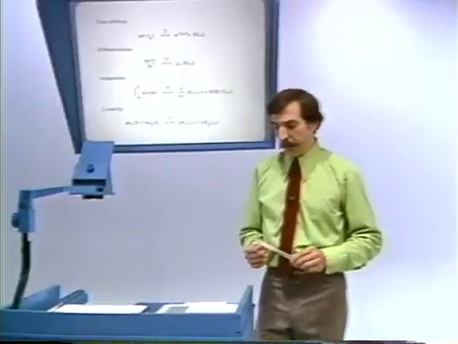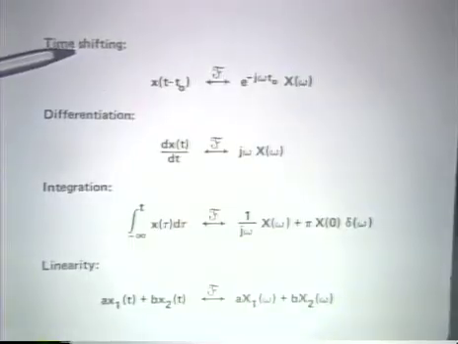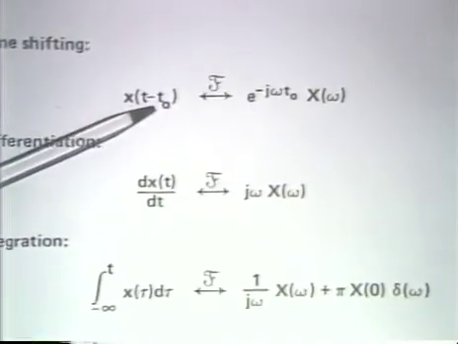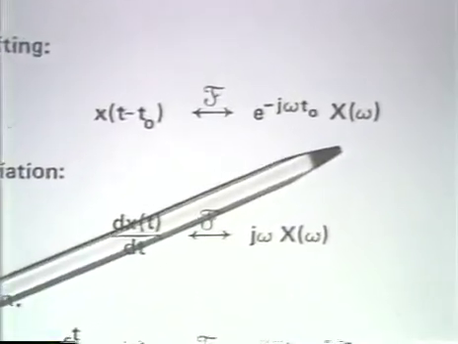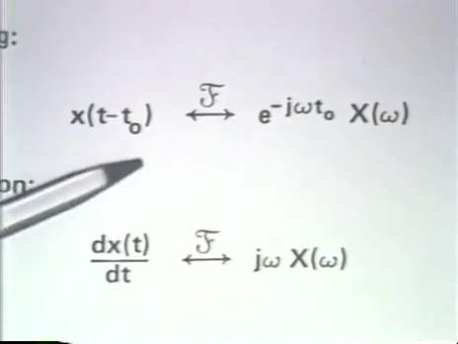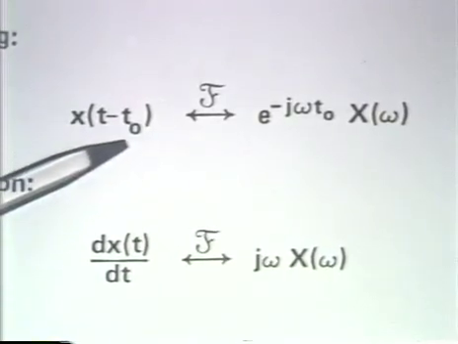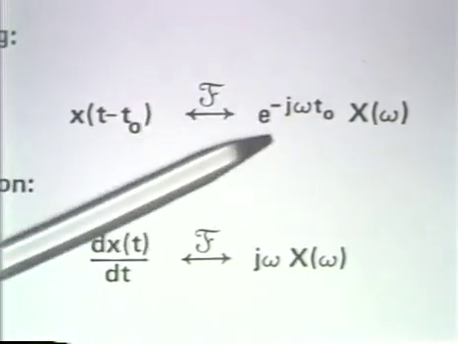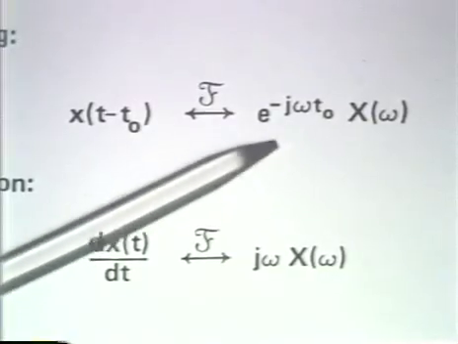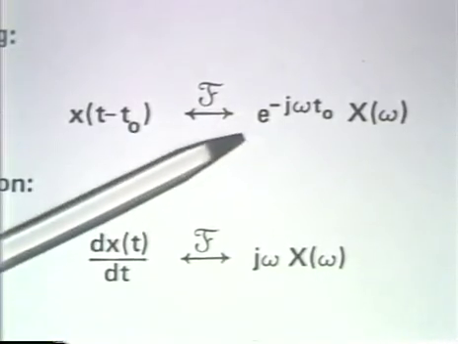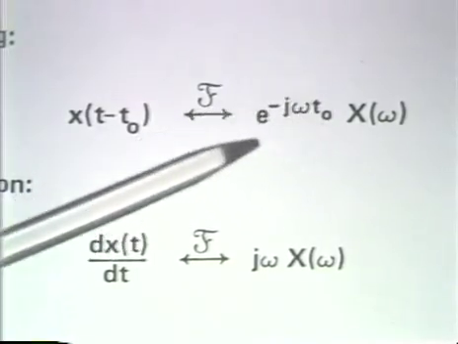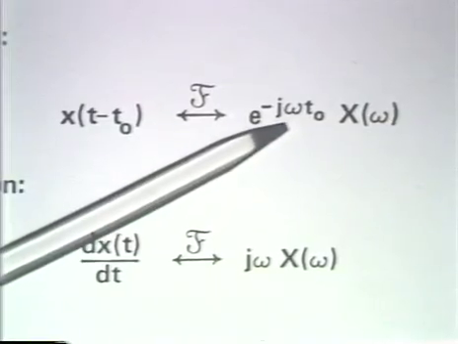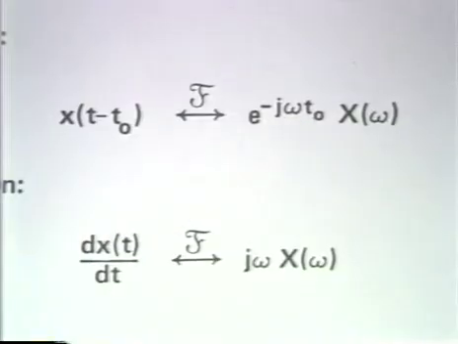Well, the first property that I have listed here is what's referred to as the time-shifting property. The time-shifting property says if I have a time function with a Fourier transform X of omega, and I shift that time function in time, then that corresponds to multiplying the Fourier transform by this factor. As you examine this factor, you can see that it has magnitude unity, and it has a phase which is linear with frequency and a slope of minus t0.